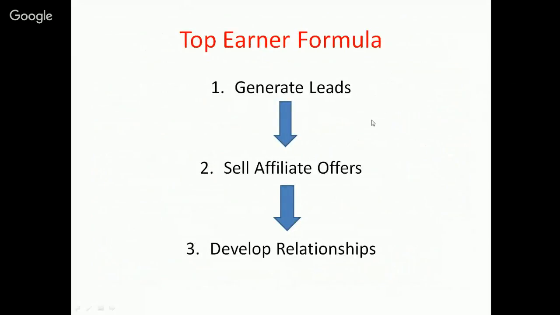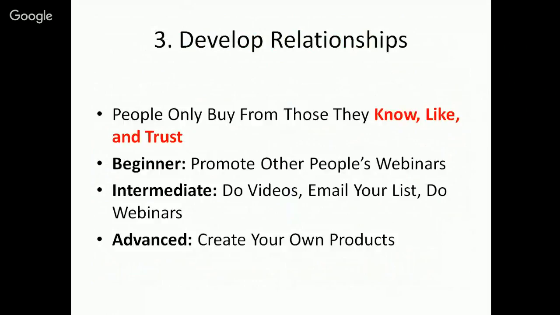So the third step in our top earner formula, developing relationships. People only buy from those that they know, like, and trust. You know, we know this, right? You know this. But as a beginner, if you're doing the top earner formula I'm talking about, in the beginning, you can promote other people's webinars to build your list.